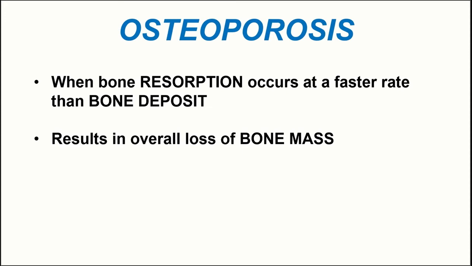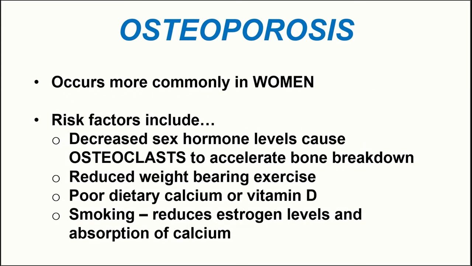So let's turn our attention now to osteoporosis. Osteoporosis is a condition that results when the resorption or the removal of bone tissue occurs at a faster rate than the deposit of bone tissue. And so this results in an overall loss of bone mass. And so basically our bone breakdown is occurring at a greater speed or rate than bone building is occurring.